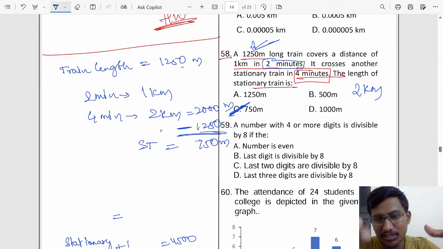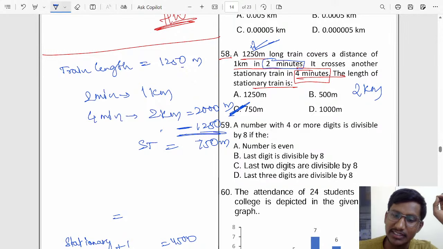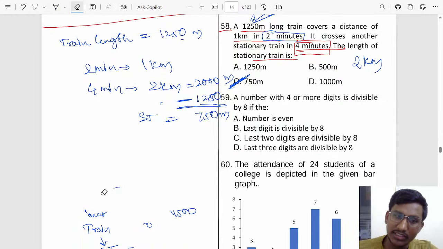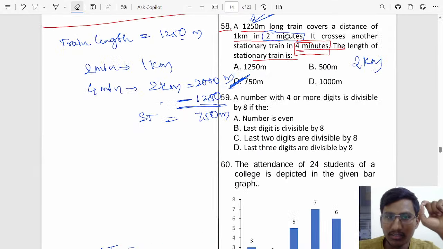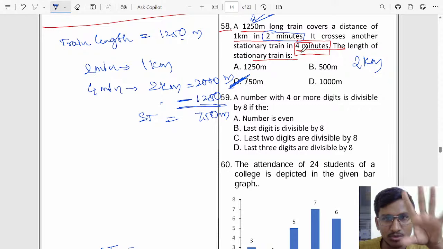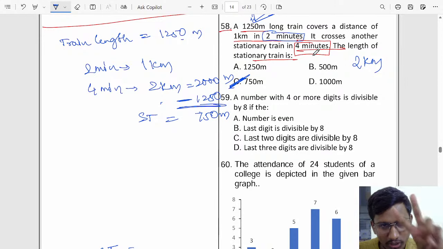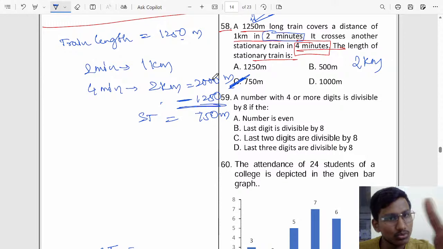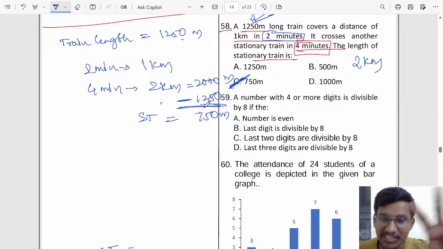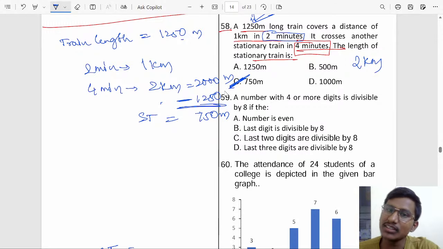The earlier approach was not giving us the answer, so that is not the correct method. This method is very easy and simple. Directly, the shortcut: the train is 1250 meters long. In 2 minutes it covers 1 kilometer, which means in 4 minutes it will cover 2 kilometers, that is 2000 meters. In that, 1250 is the train length. If you minus it, you will get the stationary train as 750 meters. That is the answer, option C.